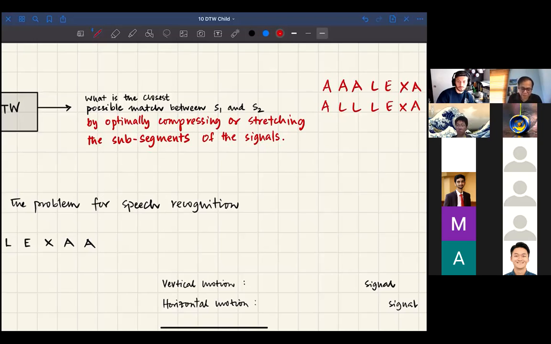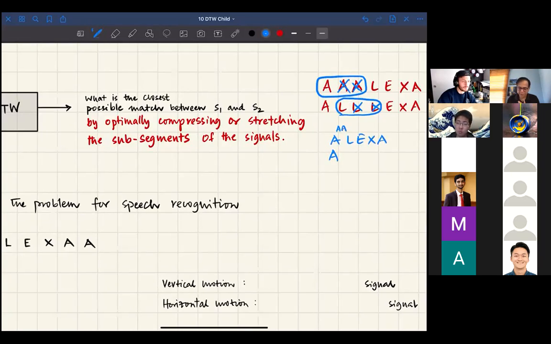But if you were to cancel out or compress, like you collapse all of these into one A, as opposed to three A's, and you collapse them into one L, as opposed to three L's, then how well does it actually match? Does that make sense? Because now it's going to match perfectly, because now it's going to be Alexa and Alexa.